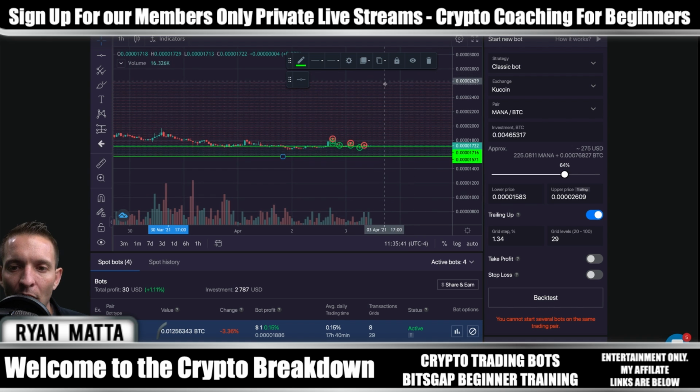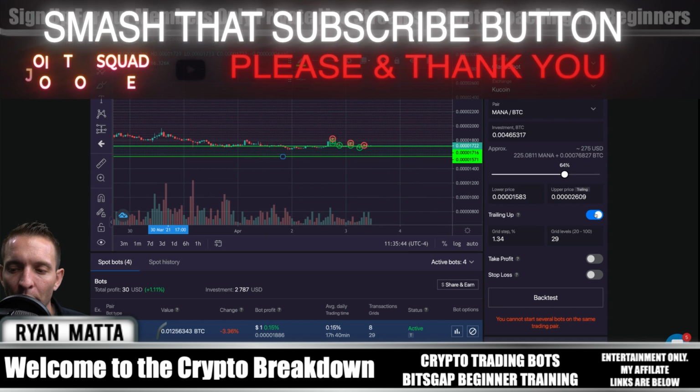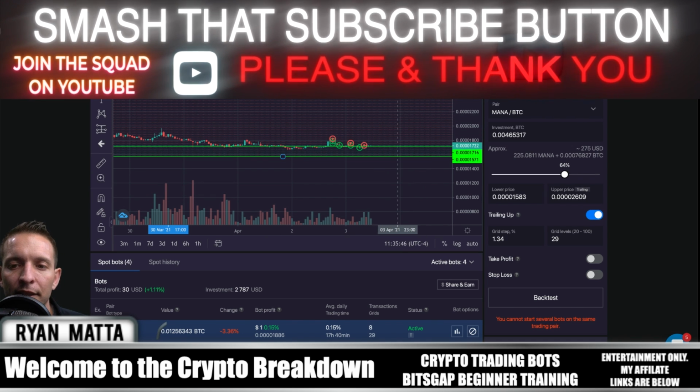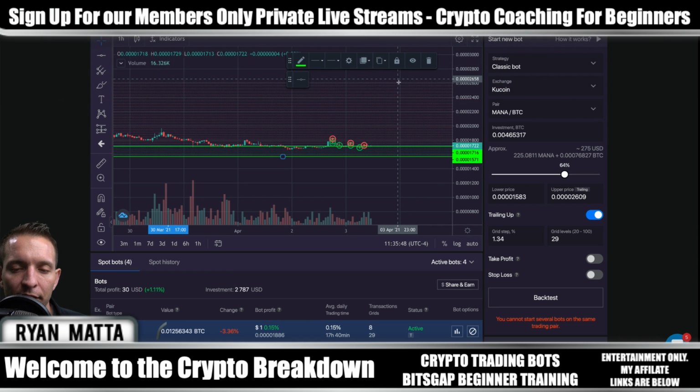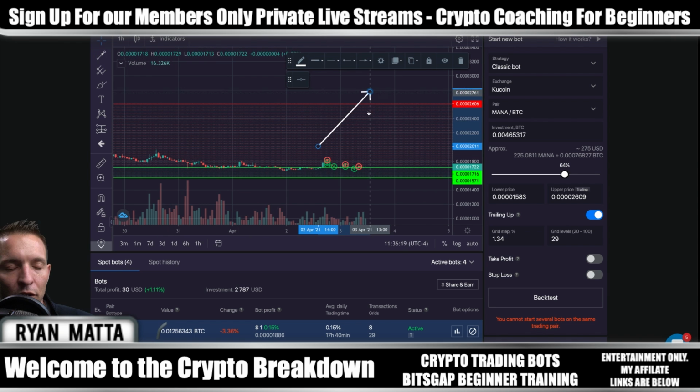If price starts to go above here and you don't have trailing up on, once it gets to this upper grid level, it will literally start to sell you out of everything for your base currency. So once it breaks out of this upper red level right here, if you do not have trailing up turned on and price takes off and goes outside this upper zone, it's going to sell you out for 100% of your base currency.